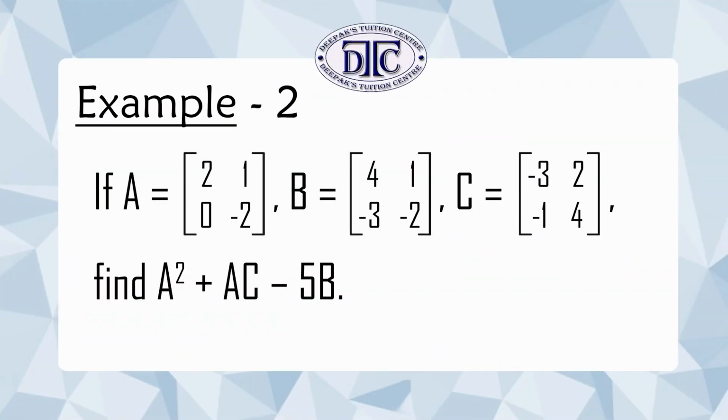If matrix A equals [2, 1, 0, minus 2], matrix B equals [4, 1, minus 3, minus 2] and matrix C equals [minus 3, 2, minus 1, 4], find A square plus AC minus 5B.